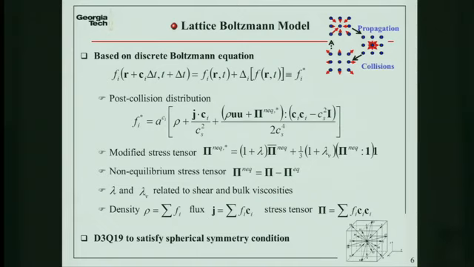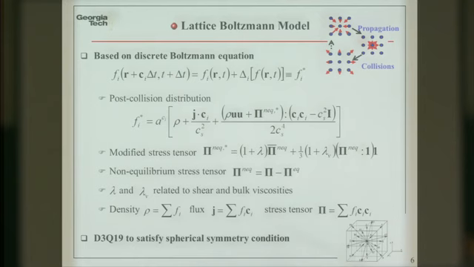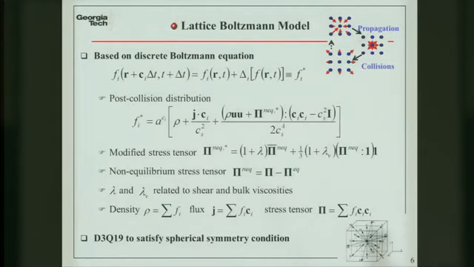And if we want to know the hydrodynamic properties of the system, we just take moments of the distribution function, and that's pretty much it, right? So it's very, very easy to do. We use a 3-dimensional model which has 19 directions. It's called D3Q19 if you want to look at the literature.